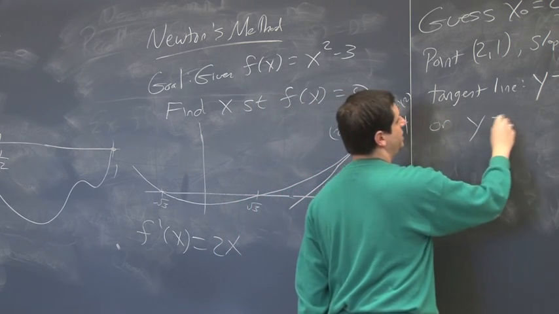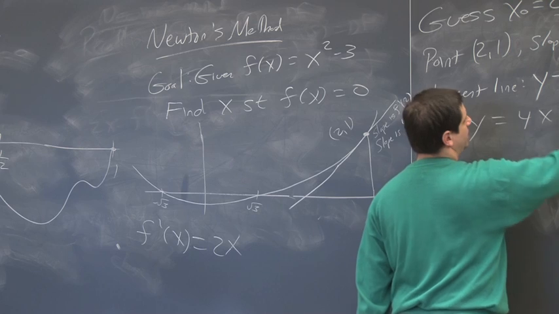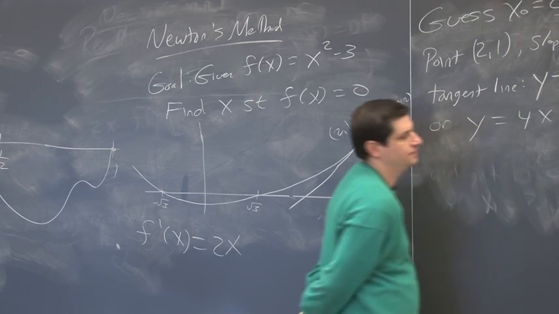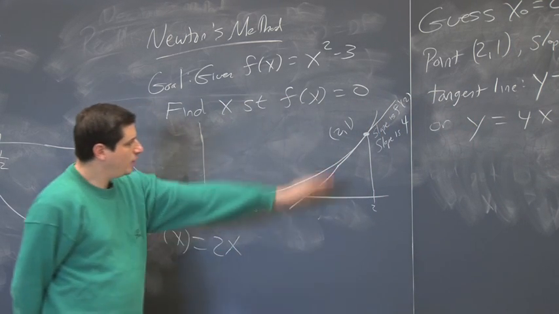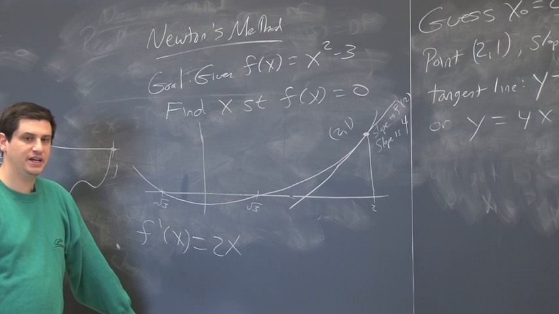Or y is equal to 4x minus 8 plus 1 minus 7. All right? How do I find where the tangent line hits the x-axis?